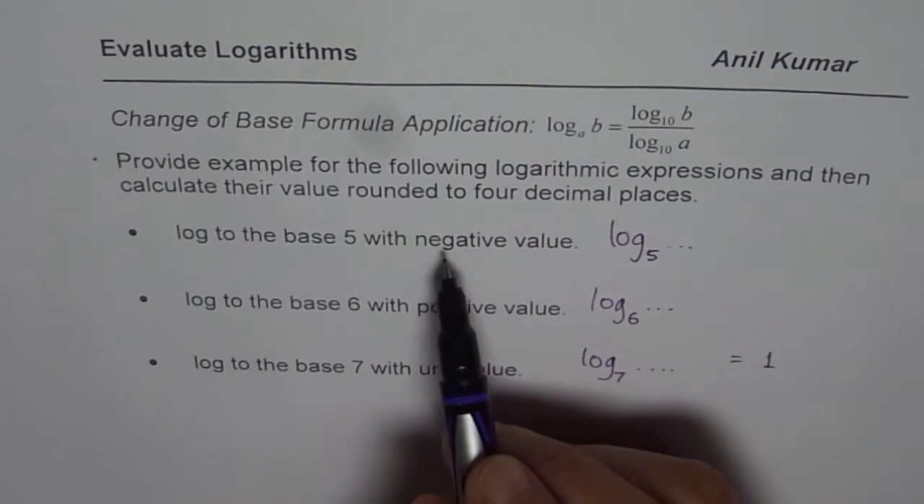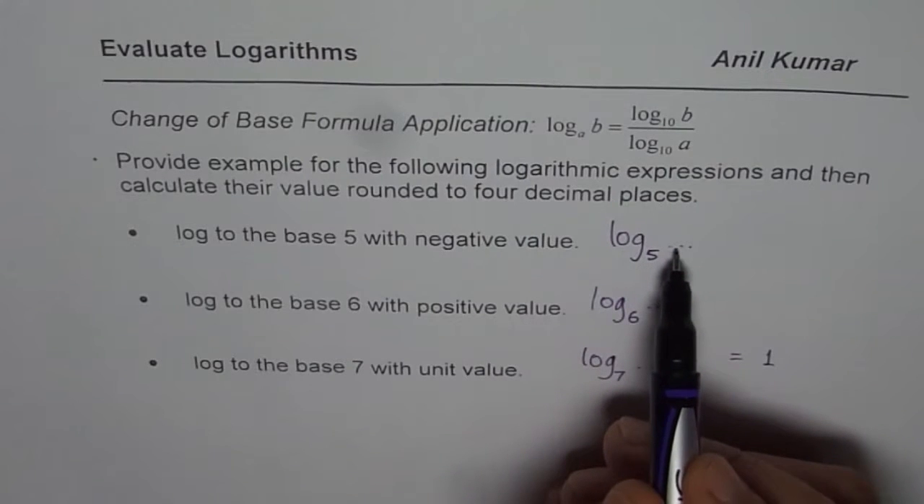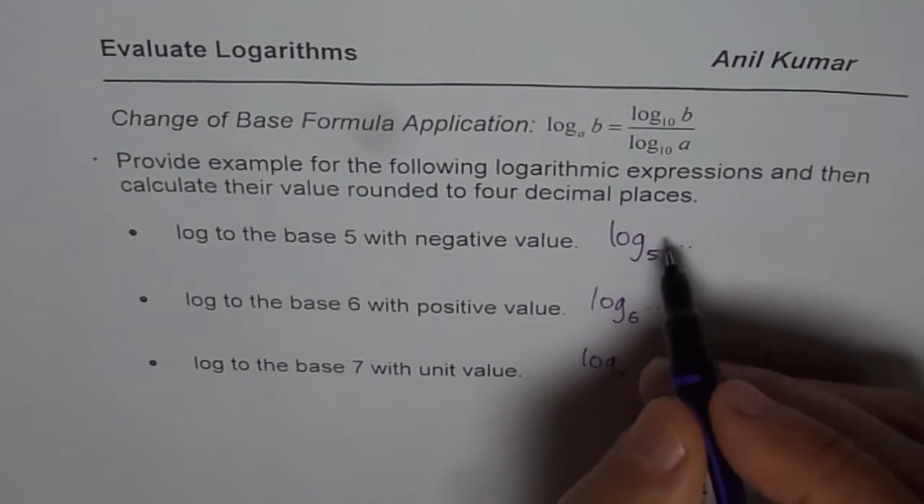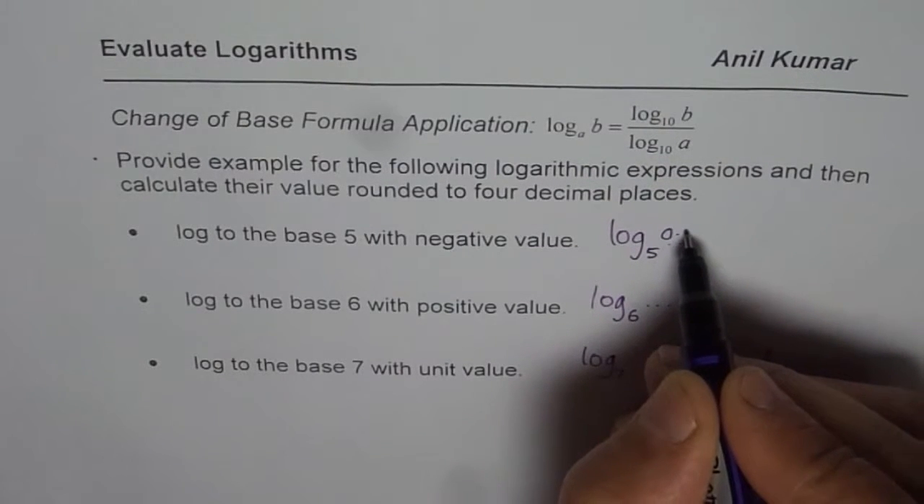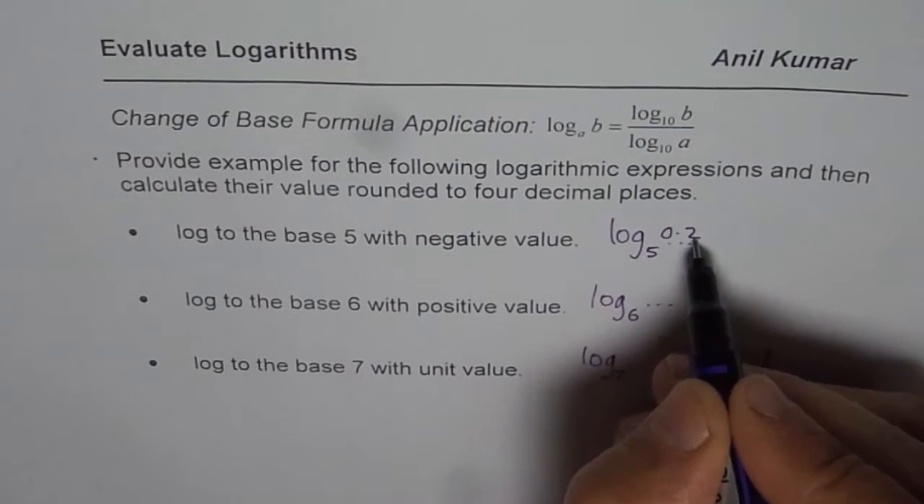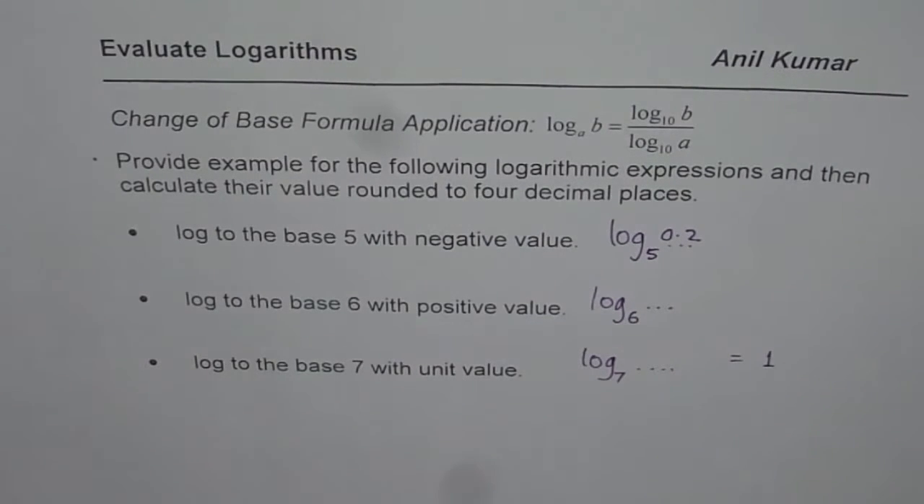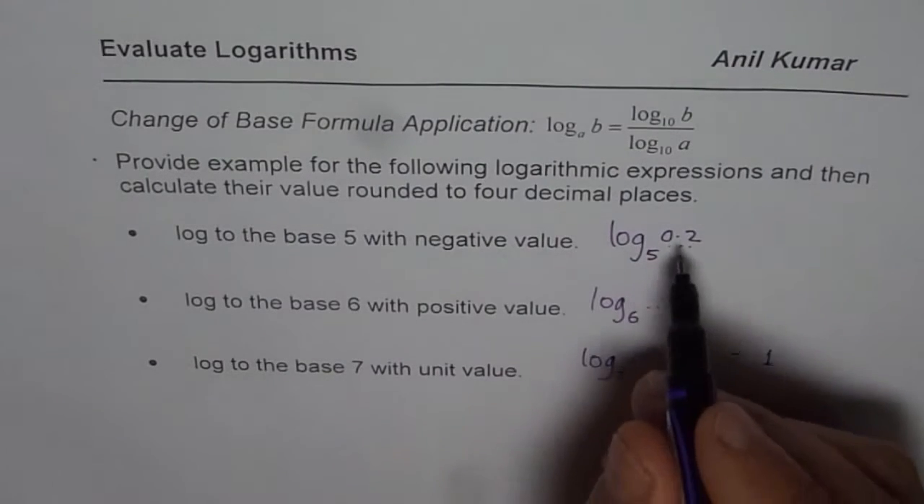So, well, we need a negative value. That means this number should be less than 1. So we could write any value here. It could be 0.5, 0.2, right? I'll prefer to write 0.2, since 1 over 5 is 0.2, okay? It'll be easy for us to calculate.